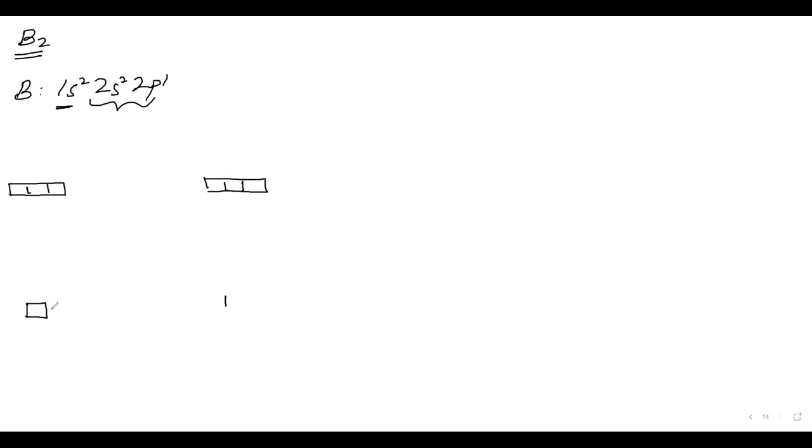Now we will do it for boron, B2. Boron is 1s2, 2s2, 2p1. We will ignore the 1s and just do it for 2s and 2p. So first let me write here: this is 2p, this is another 2p, and we will have 2s here and 2s here. Now you tell me, for B2, what is the electron count? This is 5. So SP mixing or no SP mixing?